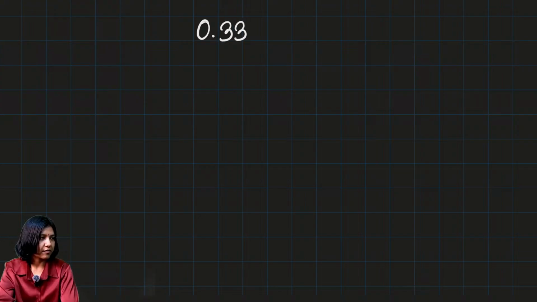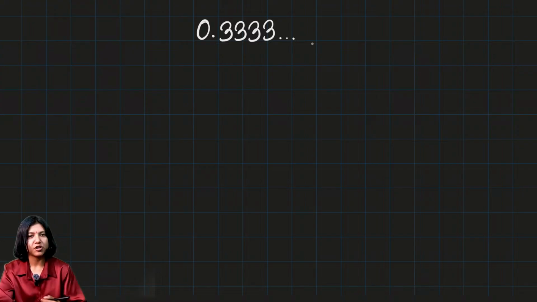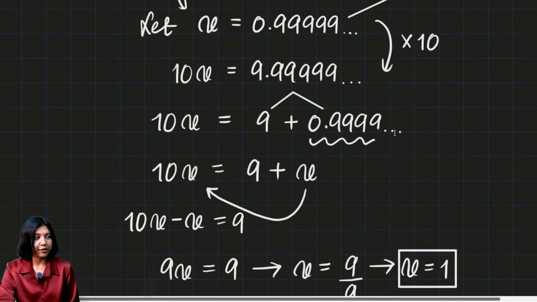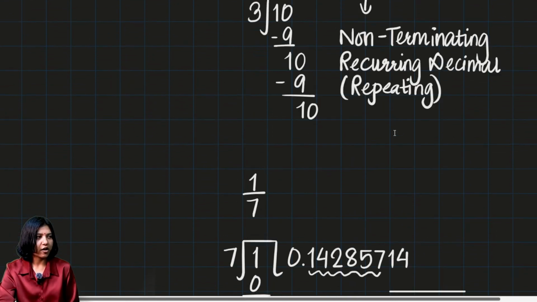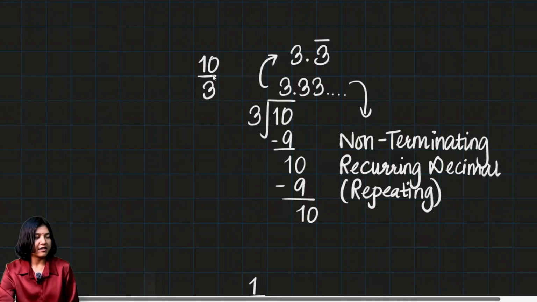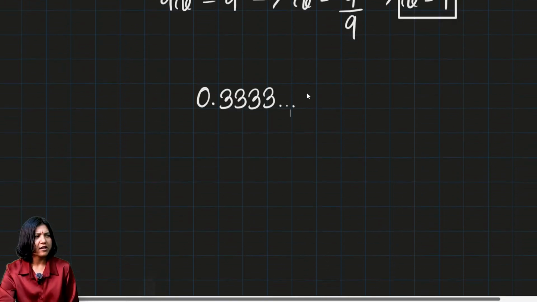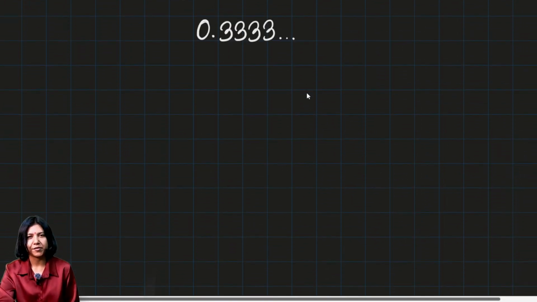Let's take more examples. If I take 0.333333, where do we get this kind of recurring decimal? If I go back and show you, we got this when I divided, so yeah, 3.33, that we got here. I'm taking the example of 0.333.